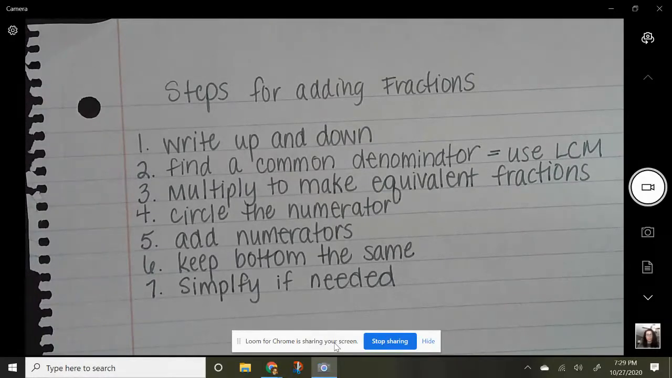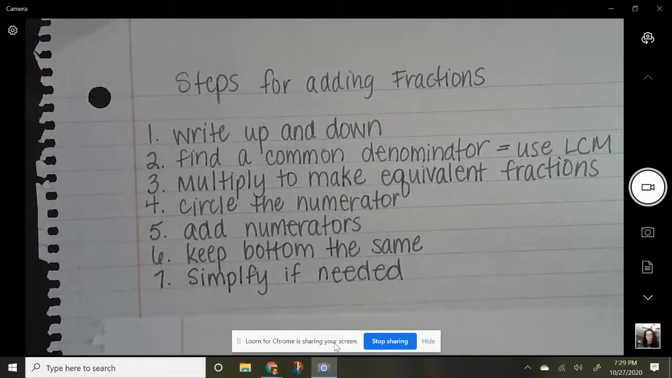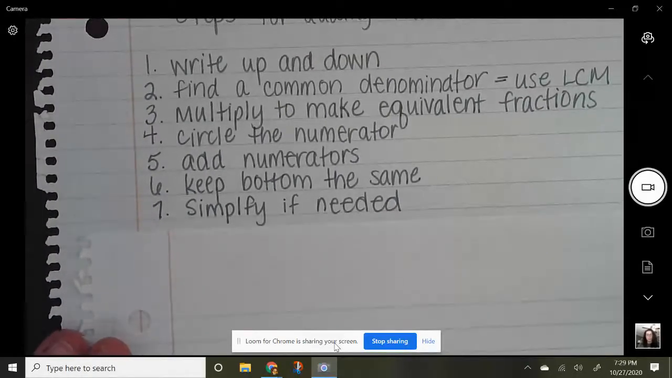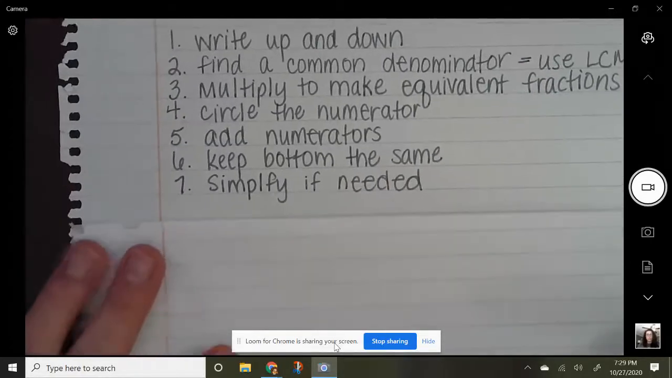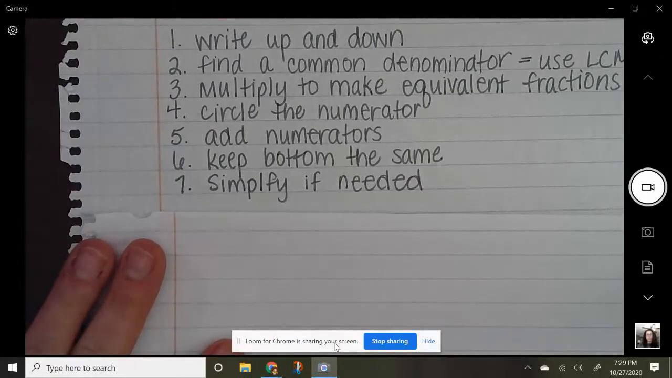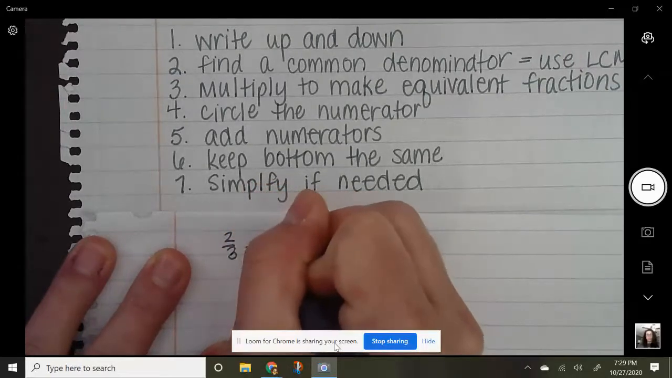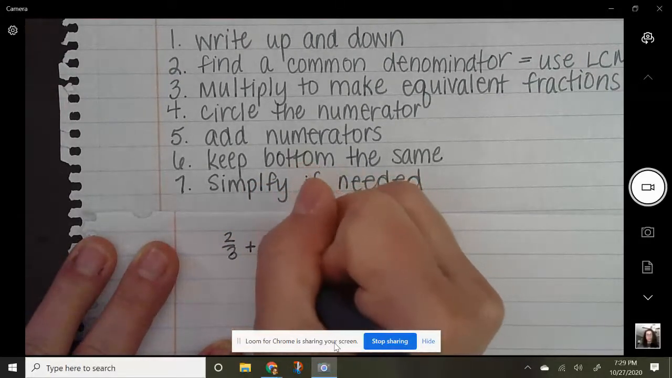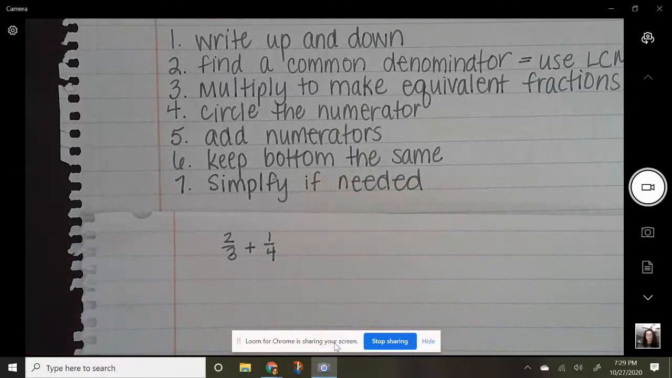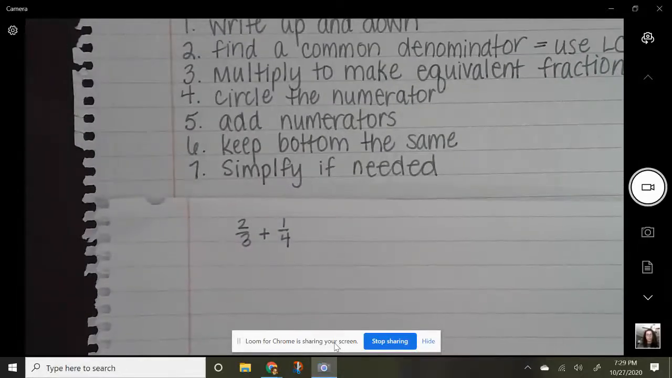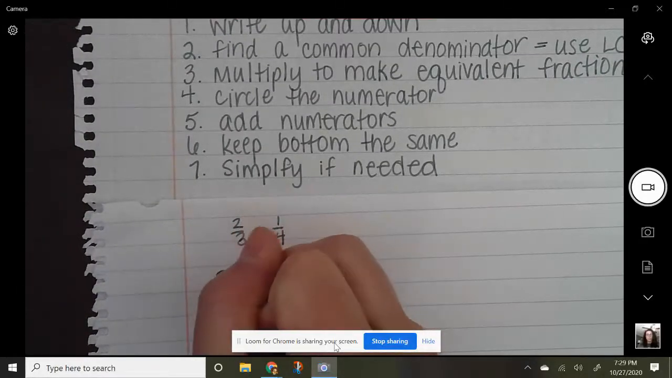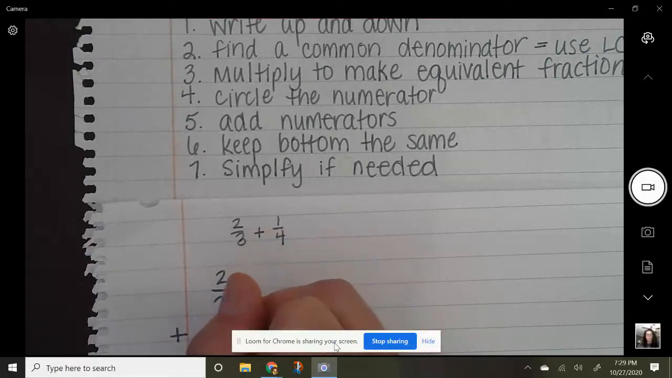Step 1 is to write the problem going up and down. I'm going to fold my paper back just a bit to help get everything on the screen. Okay, so I have the problem 2/3 plus 1/4. It's really hard to do the problem if it's going this direction. So my step 1 is always to write it going up and down: 2/3 plus 1/4.